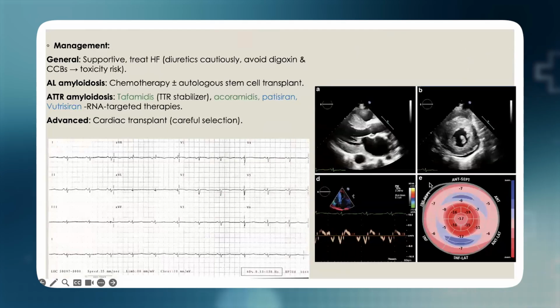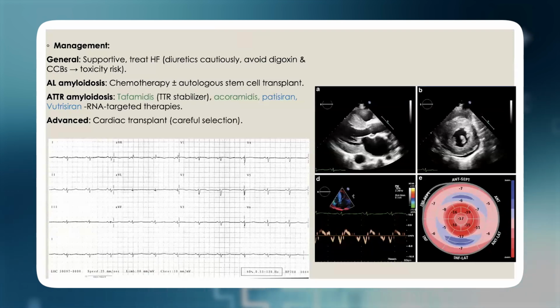Management is supportive, treating heart failure. Diuretics have to be used very cautiously in restrictive cardiomyopathy, and digoxin is usually avoided. CCBs, toxicity risk. It's actually very difficult to treat restrictive cardiomyopathies. AL amyloidosis, we can do chemotherapy because it's a plasma cell dyscrasia, right? With, plus minus, autologous stem cell transplant.